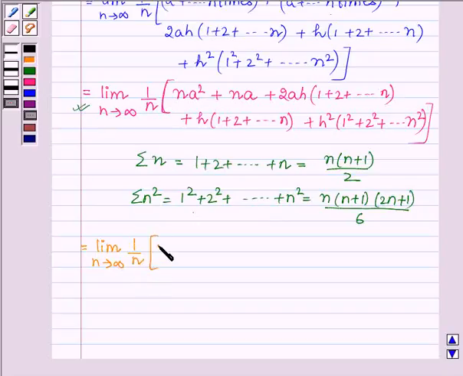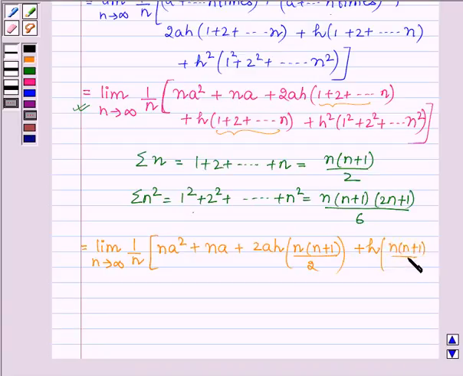1 upon n, na square plus na plus 2ah. Now sum of 1 plus 2 up to n is given by n into n plus 1 upon 2, plus h. Again the sum of 1 plus 2 up to n is given by n into n plus 1 upon 2. Then we have plus h square, 1 square plus 2 square plus up to n square, and its sum is given by n into n plus 1, sorry, here we have n plus 1 into 2n plus 1 upon 6.